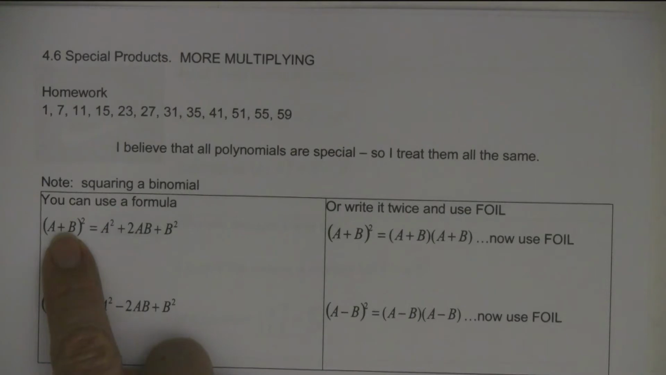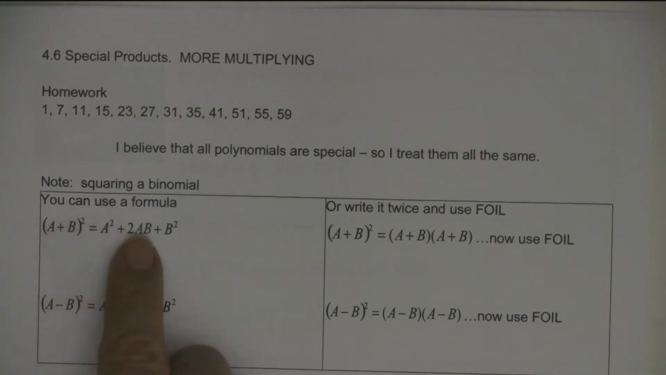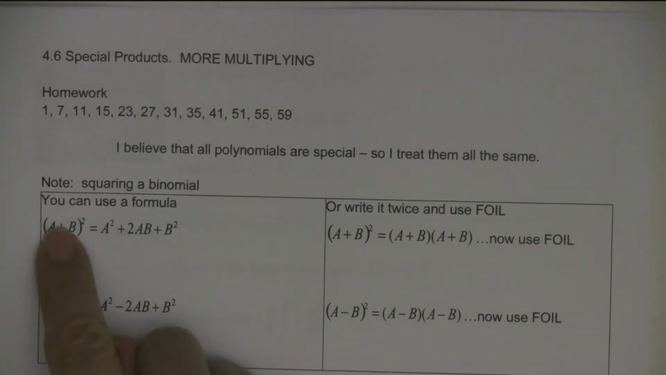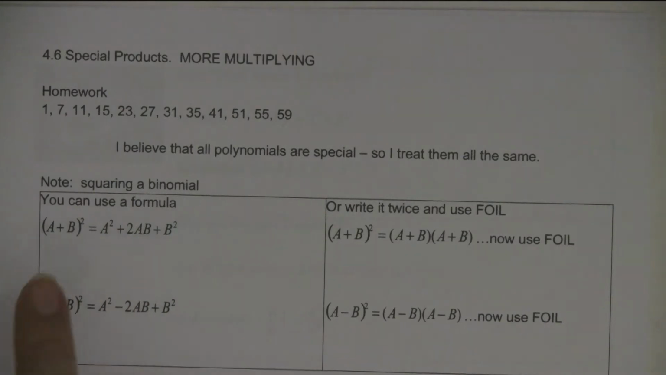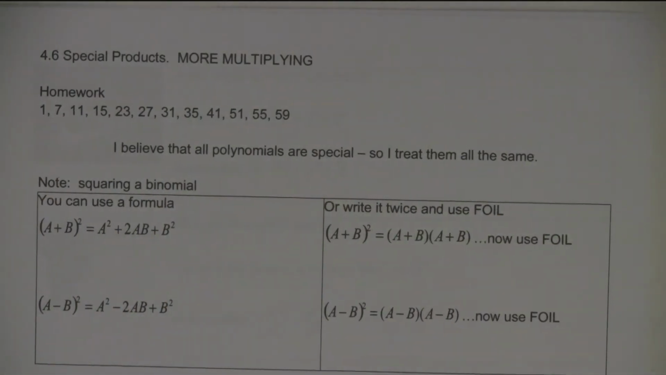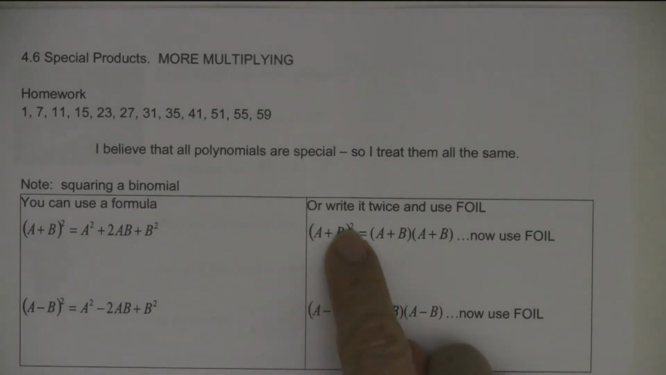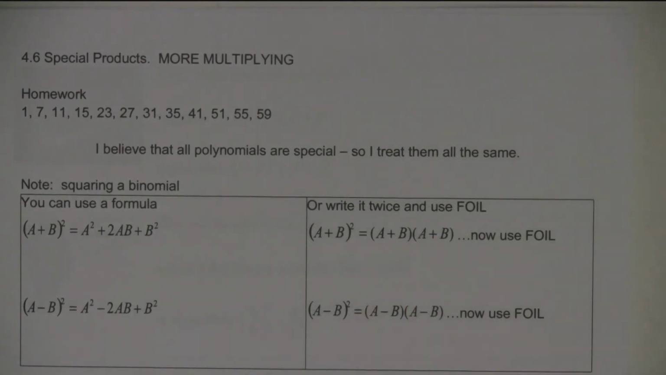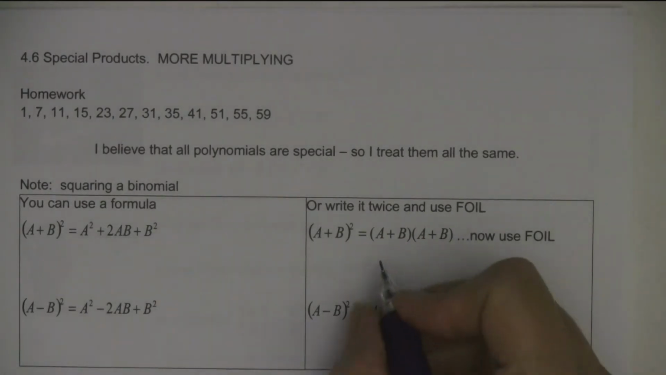They say that you can, and I'm going to show you how to use the formula, and I'm going to give you the choice. So they say this is equal to that, and this is equal to that. Well, it's not very hard to show that this is equal to that. I'll come over here and we'll do it. And so what it means to square is it means to write the base twice, and then multiply normally. And well, a binomial times a binomial normally is FOIL, right?